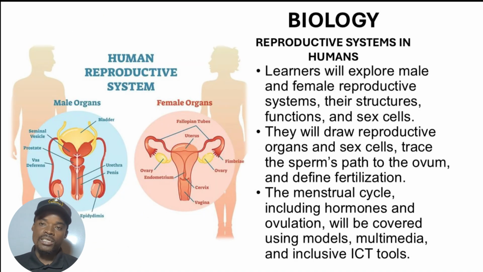Then we move to the reproductive systems in humans, where we will be exploring the female reproductive system, its structures, functions and sex cells. You will draw reproductive organs, understand the sex cells, trace the sperm's path to the ovum and define fertilization. The menstrual cycle includes hormones and ovulation. This would also be covered so that you get to understand the menstrual cycle, which is mainly for the female organs.